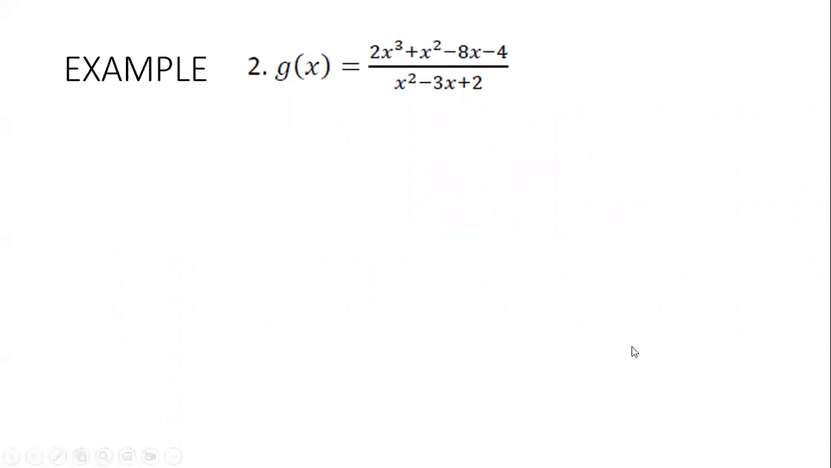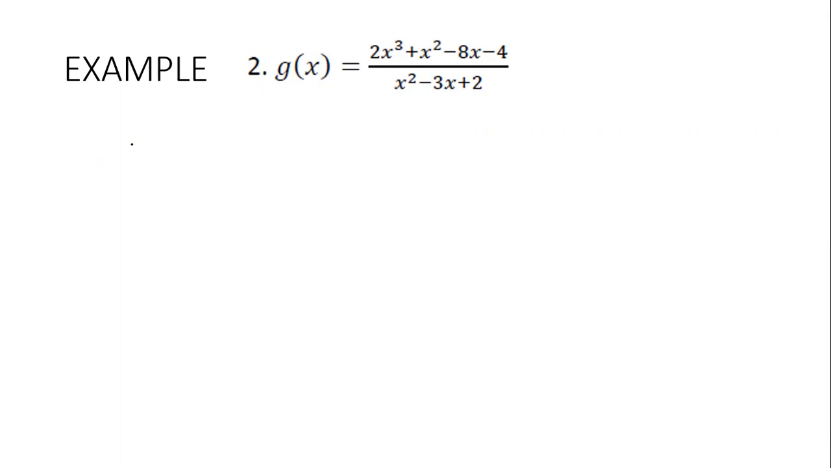So here we have 2x cubed plus x squared minus 8x minus 4 divided by x squared minus 3x plus 2. Now, this would be a great and fun time to go over factoring by grouping and then factoring with difference of two squares. But since we're only focused on the slant asymptote, do I have to do all of that factoring? No, I do not.